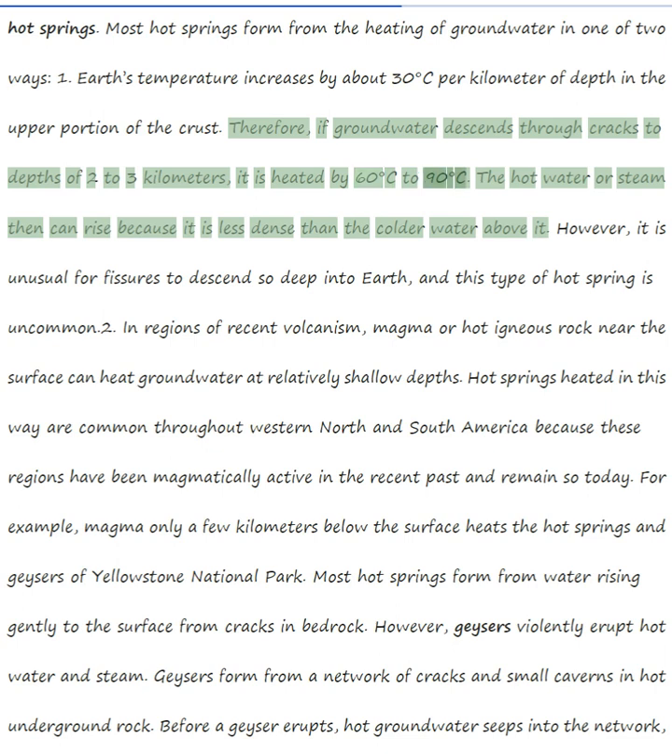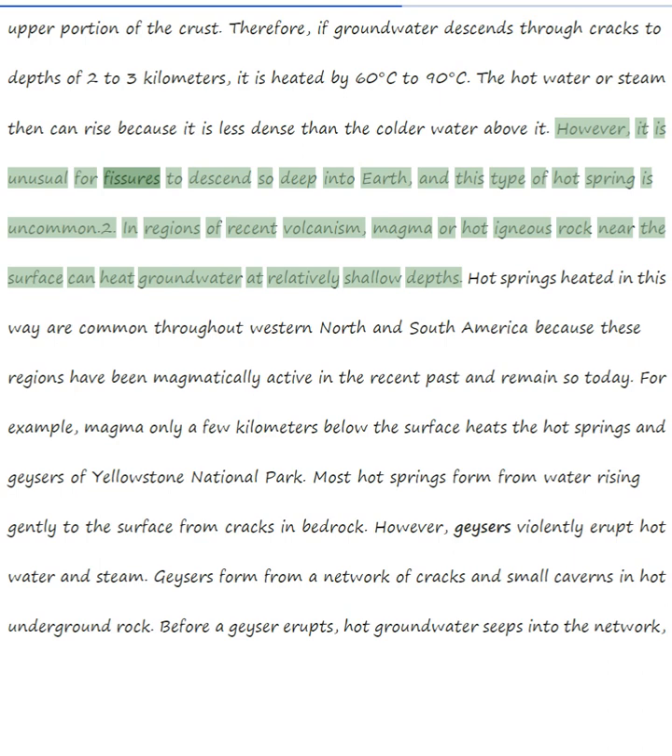to 90 degrees Celsius. The hot water or steam then can rise because it is less dense than the colder water above it. However, it is unusual for fissures to descend so deep into Earth, and this type of hot spring is uncommon.